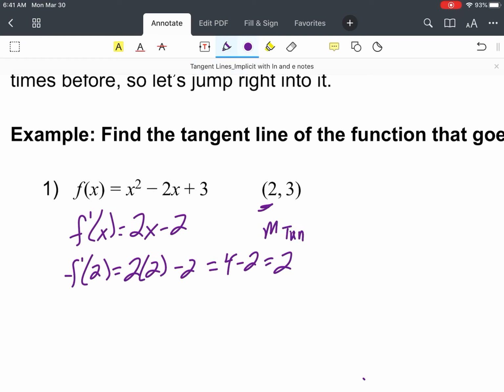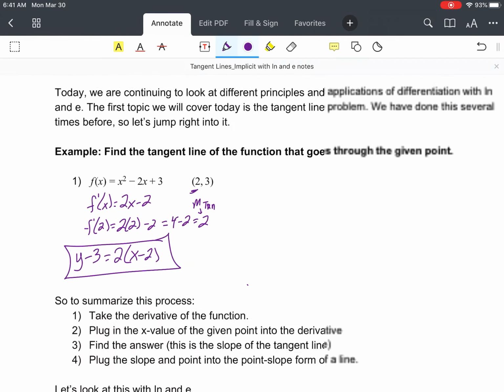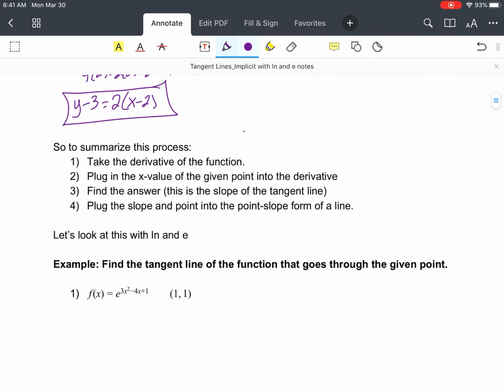So this is m tan. That doesn't say ton, it says tan. Okay, so there's the slope of our tangent line. Then all we had to do was say y minus y1, so y minus 3 equals m times x minus x1. There's our answer. Okay, so that's all we're doing today. We're just doing it with natural logs and exponentials. If you need a summary of the process, there it is. We're going to take a derivative, plug in the x value to get the slope, and then put that in point-slope form.